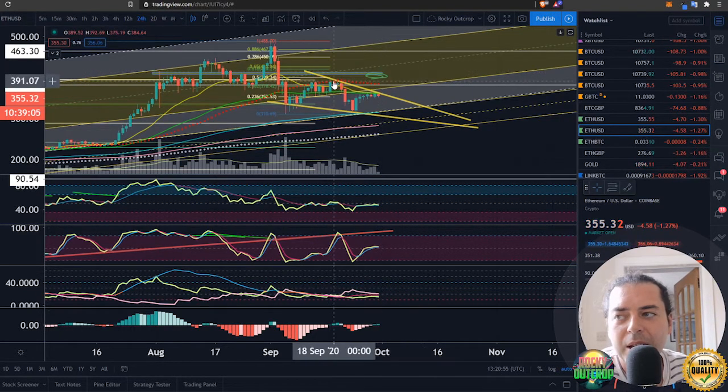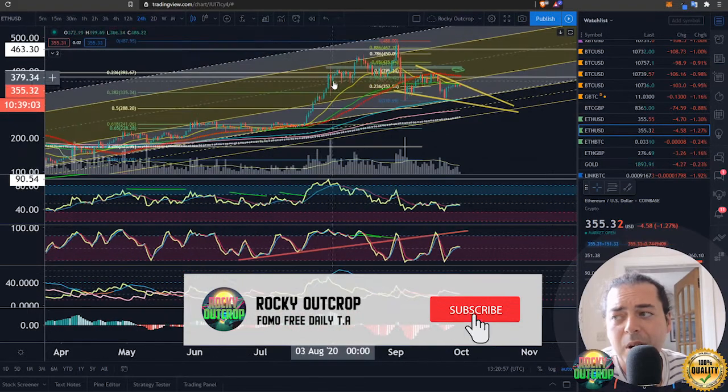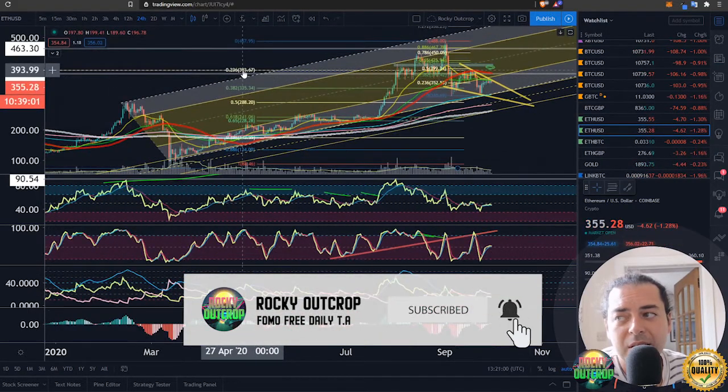Then, of course, up the way, we've got our previous high in there at 391. Of course, we have this 236 in there at 393.